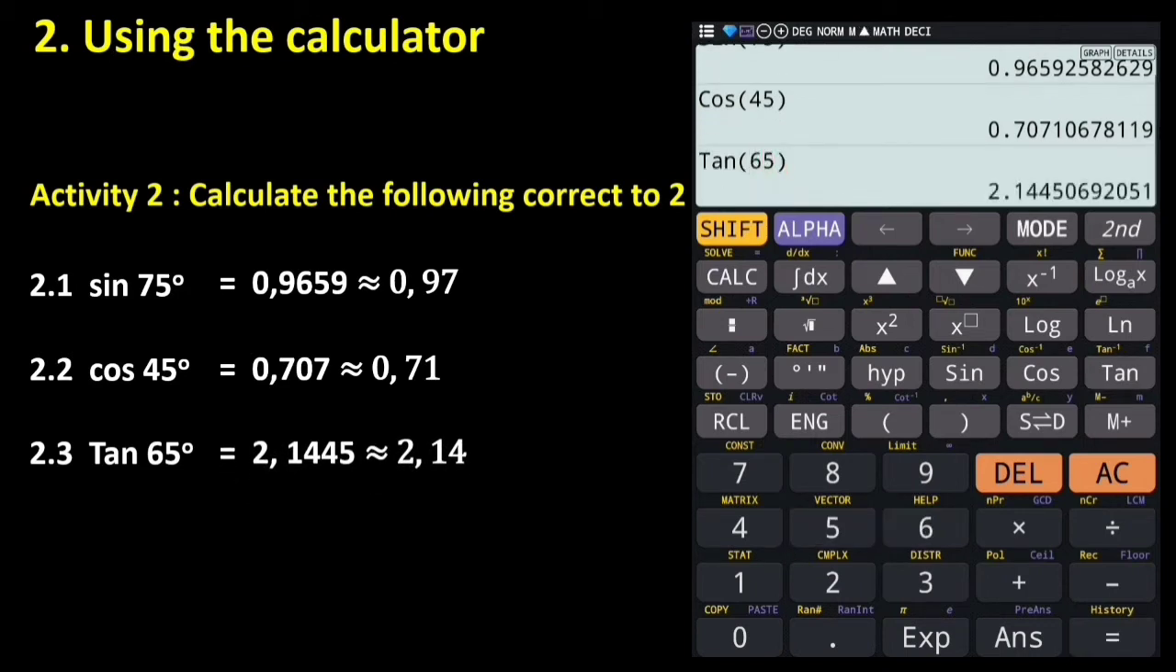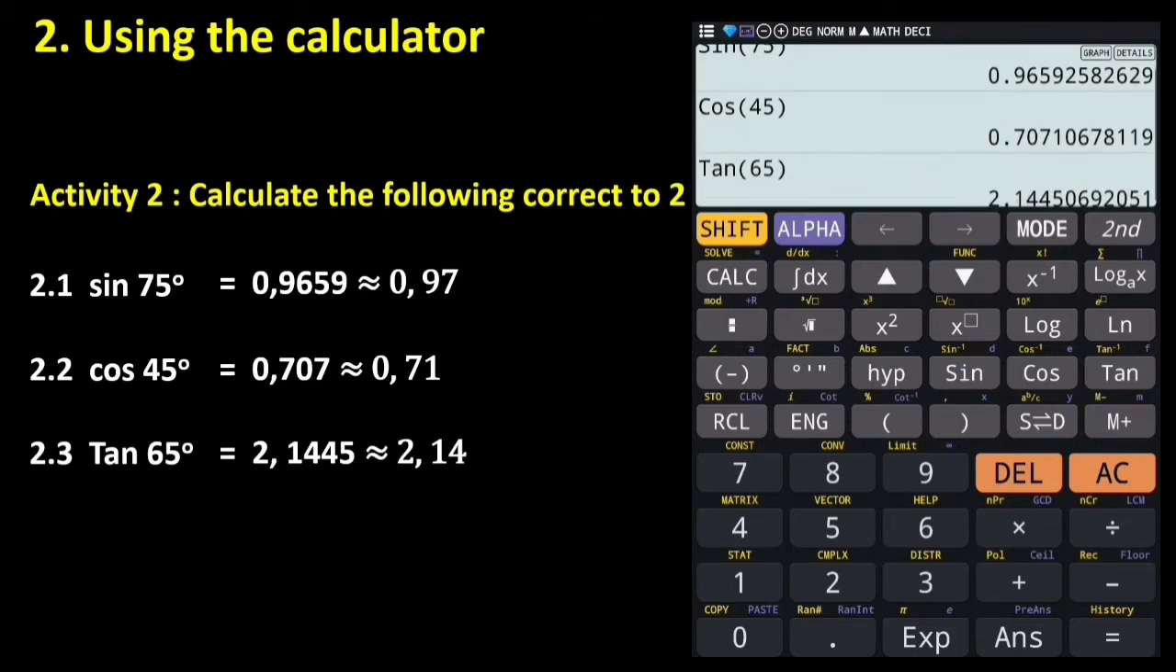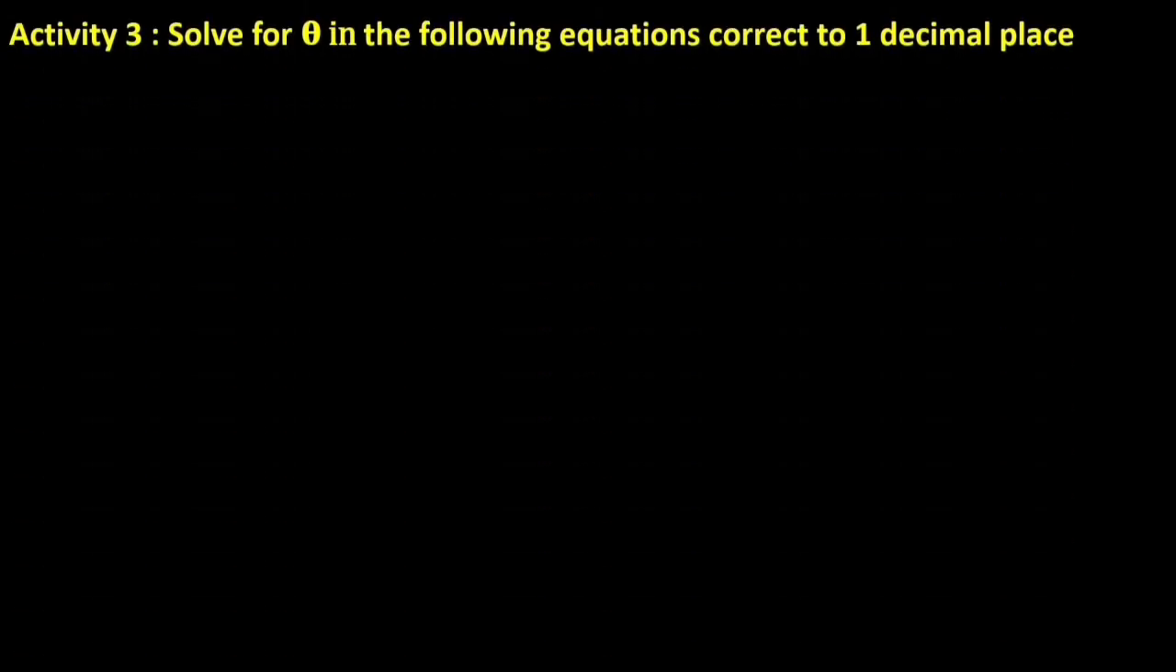Note that the ratio for sine and cos is always less than 1, whereas the tan relationship can be greater than 1. Okay, so that is how you can use the calculator. Just press the sine 75, get that answer there. For the cos, do the same thing. Press the cos, the angle, get that answer there.